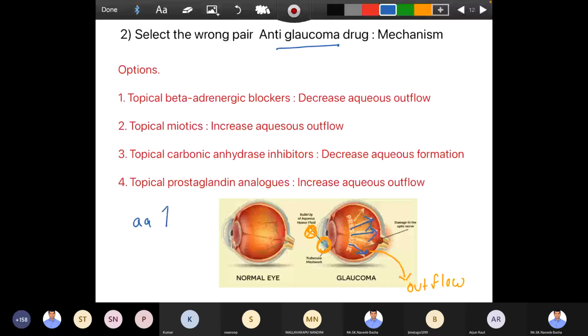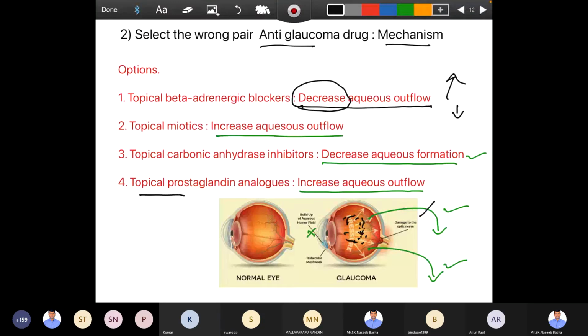What is this one? Decrease aqueous outflow. What happens when you decrease aqueous outflow? You need to increase it. If you are decreasing it, you are increasing the pressure here. You need to increase the outflow so that the pressure comes down, but you are decreasing it. What happens? It again increases the pressure. So this will damage the eye. Looking at these options and understanding the things intellectually, you can answer this question.